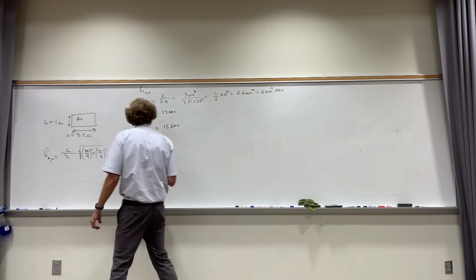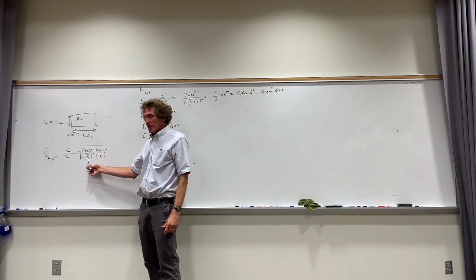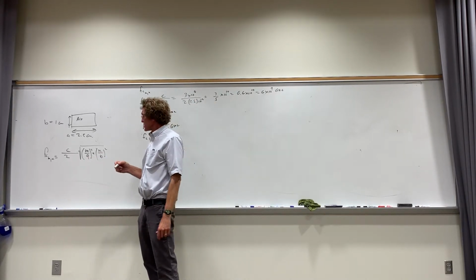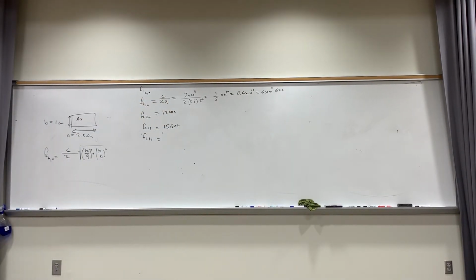And what's the 1-1 mode? Now you have to actually do this. If it's the 1-1 mode, it's the square root of 1 over A squared plus 1 over B squared. That I can't do in my head. What'd you get, guys? Anybody? Come on, it's not that tough a calculation. What did you get?